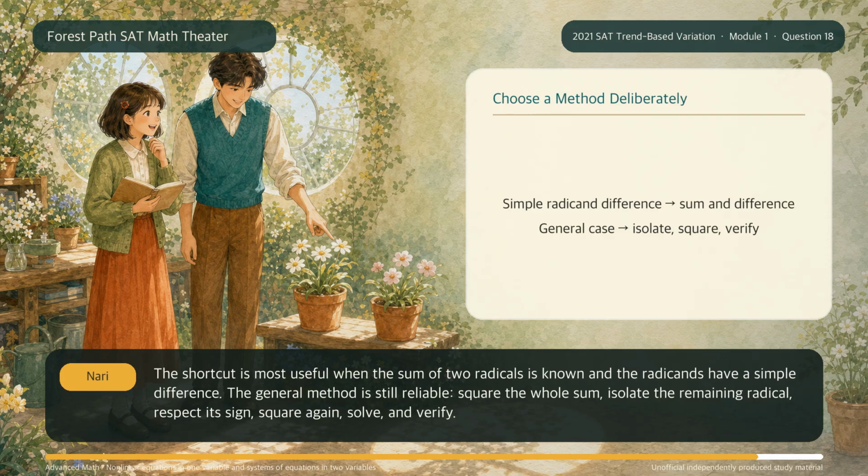The shortcut is most useful when the sum of two radicals is known and the radicands have a simple difference. The general method is still reliable. Square the whole sum, isolate the remaining radical, respect its sign, square again, solve, and verify.